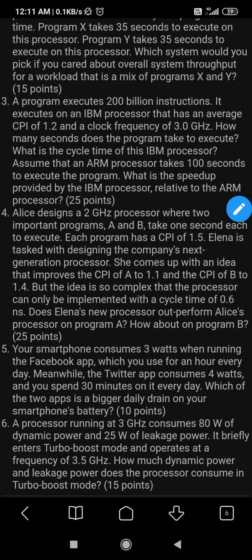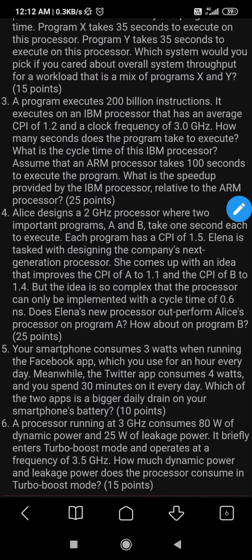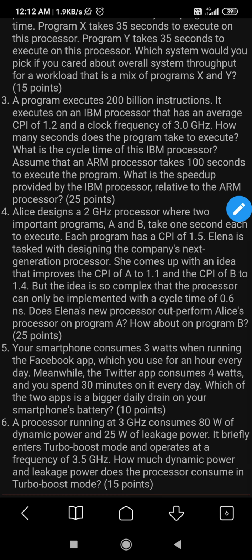So Elena's new processor does not outperform Alice's processor in terms of A. In fact, there's 12% performance decrement on its execution. Although it does outperform, as there is 12% execution improvement in terms of B. So yeah, she did a better job in terms of program B in her processor. So that makes sense. Then this is a very easy question, so I will do it quickly.